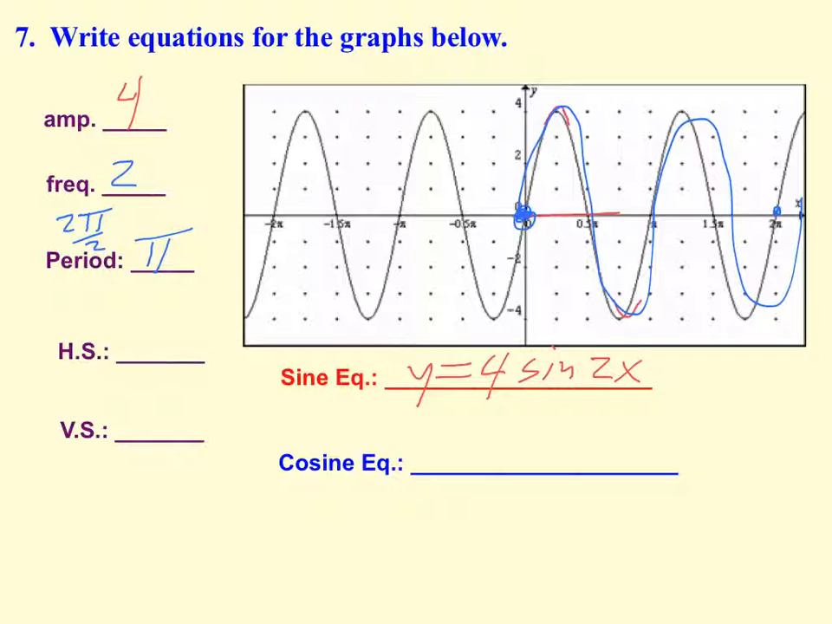Now, a cosine function, a cosine graph, is essentially the same as a sine graph. It's just translated to the left or right. So we'll hold off on that for now.